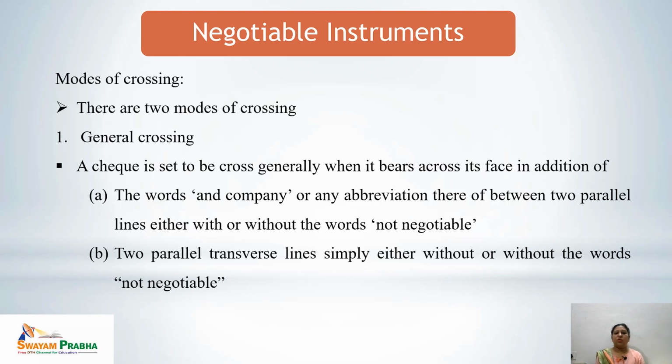A check is said to be crossed generally when it bears across its face, in addition to the words "and company" or any abbreviation of that, between two parallel lines, either with or without the words "not negotiable". It means that when two parallel lines are drawn on the top of the check, it indicates that this is a general crossing. So the two parallel transverse lines, either with or without the words "not negotiable", make it a general crossing.